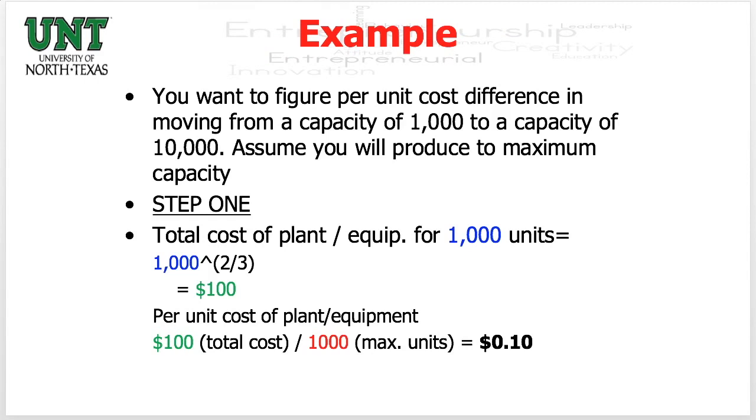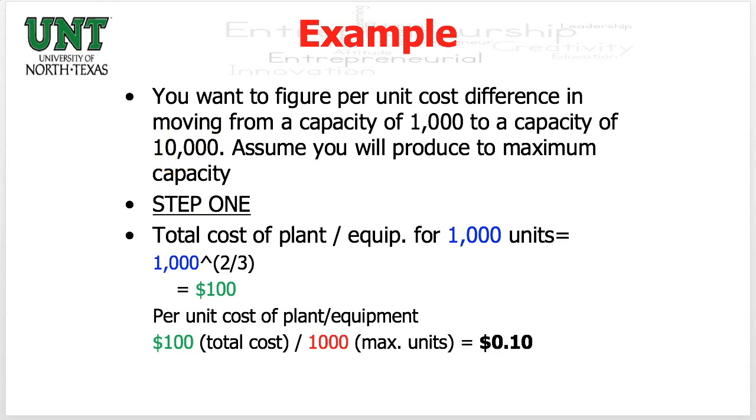Let's say you want to figure out a per unit cost difference in moving from a capacity of 1,000 to potentially increasing it to 10,000. This is a caveat. Right? In this problem, if I ask, you're always going to assume you're going to produce the maximum capacity. What I mean by that is as soon as you move to 10,000, you're going to assume you are going to make all 10,000. And customers are going to buy it. So why is that not a fair assumption?